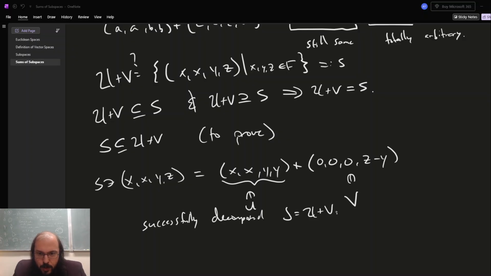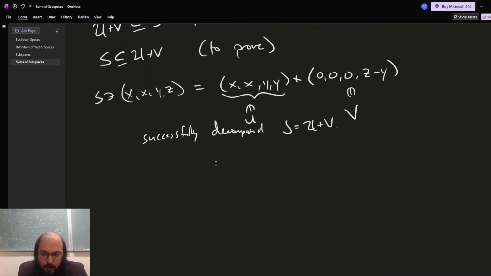Okay, there is a proposition in Axler which is basically just unraveling the definitions. So I'm going to leave it to you to read.